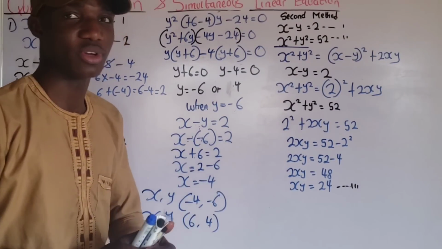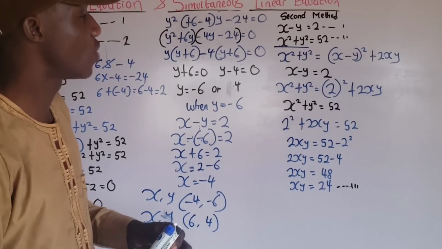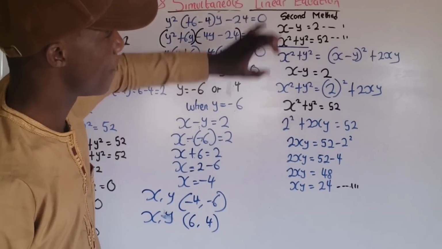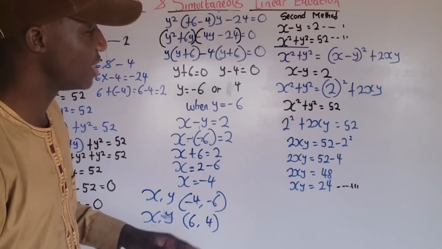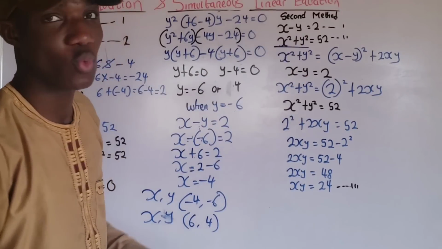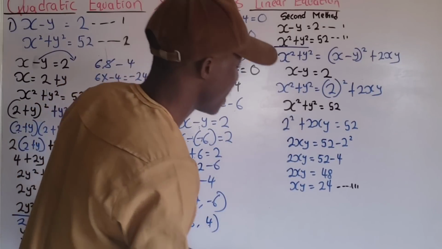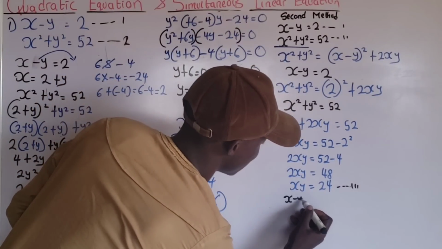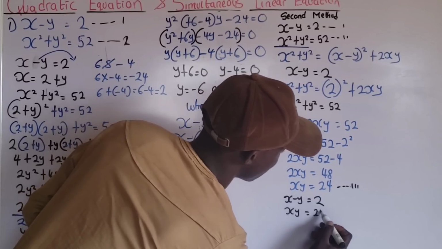Now, we've gotten to this point. All you have to do now is to combine equation 1 and equation 3. You understand? You know that equation 1 is x minus y equals 2. So let us bring down equation 1. So I'm going to have x minus y equals 2 and xy equals 24.